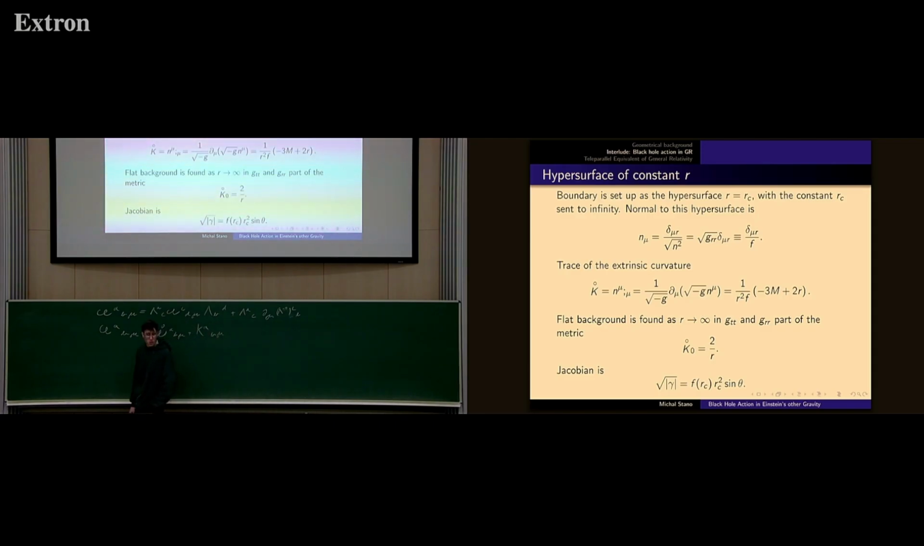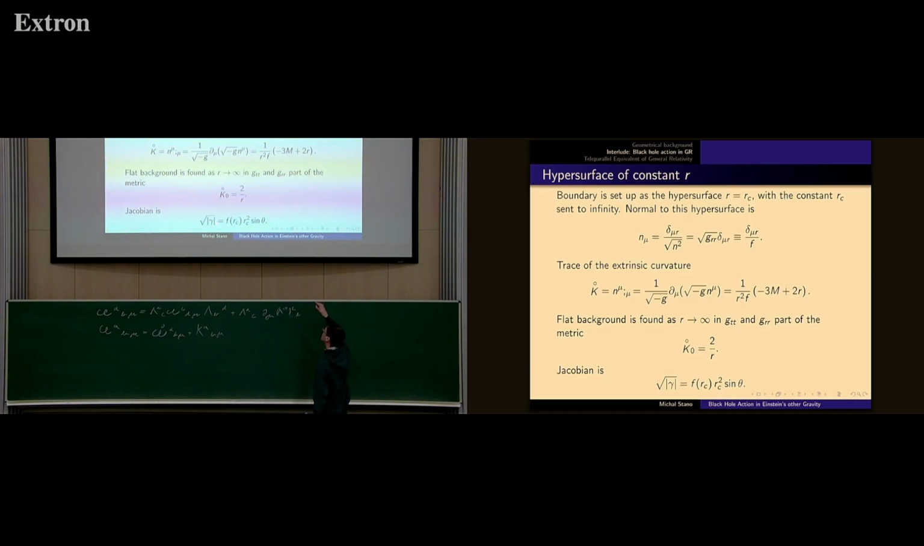Okay, so now let me just reiterate what I just said. As we want to evaluate the boundary integral, we firstly set the hypersurface of constant radial coordinate, and then we send it all the way to infinity. First, we need to specify a normal vector to this hypersurface, from which we can automatically calculate the trace of the extrinsic curvature. Lastly, we look at the asymptotic values of the metric at radial infinity, and from that we can specify the form of the extrinsic curvature for the flat background.